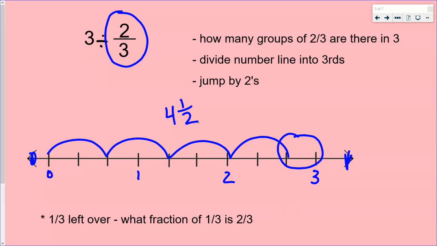Okay, I'm going to go through that one more time. So I did my jumps. I had 1/3 left over. I needed to find what fraction of 2/3 that 1/3 was, because that was our fraction part of the problem. And I know 1/3 is half of 2/3, and that's where I get my 4 1/2 as an answer.